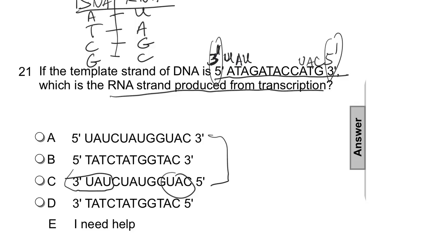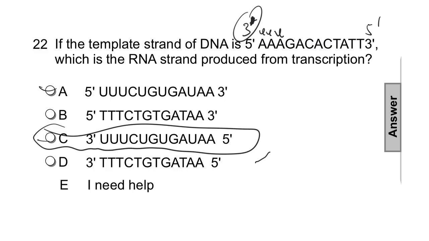A, U, T, A, U, G. G on the DNA would be C, A, U, T, A, etc. So let's look. 3' UAU. 3' UAU. No one else has that. This is supposed to be 3', so it's letter C. Would be the mRNA transcript.